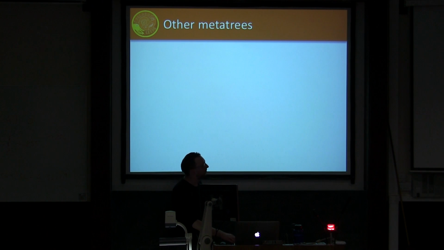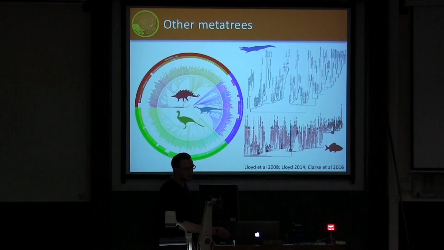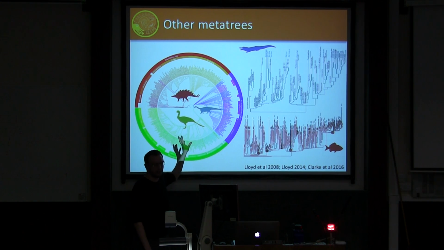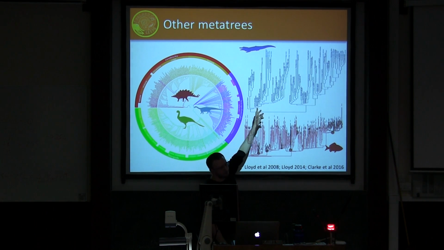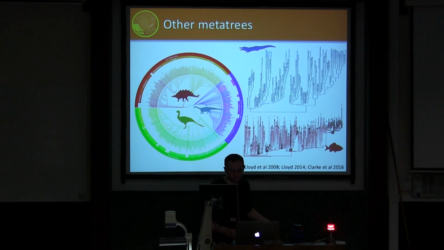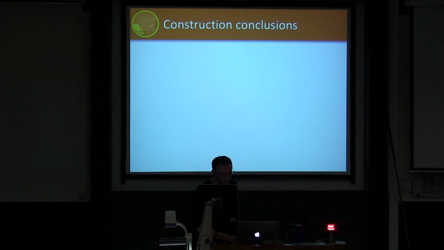There are other metatrees that are produced using similar protocols to this, and there are various other ones that I'm still working on. The previous Dinosaur supertree from 2008 was using some of these ideas, and what I've done here builds on that. I have a crocodile, or a Eusuchian tree, and then the teleost, actinopterygian rather, phylogeny of John Clark, which was in PNAS last year, was also based on a metatree type protocol.